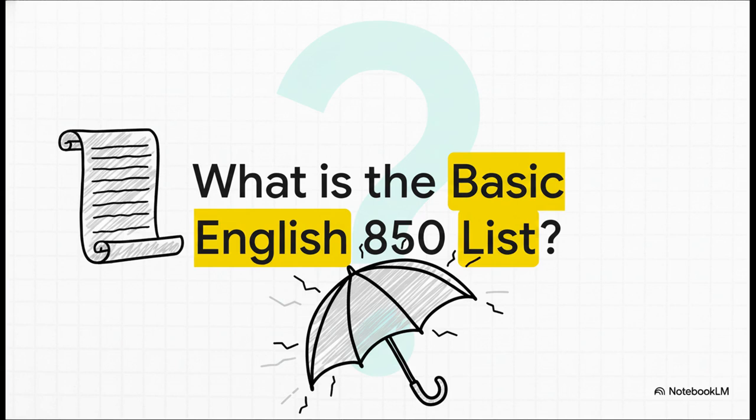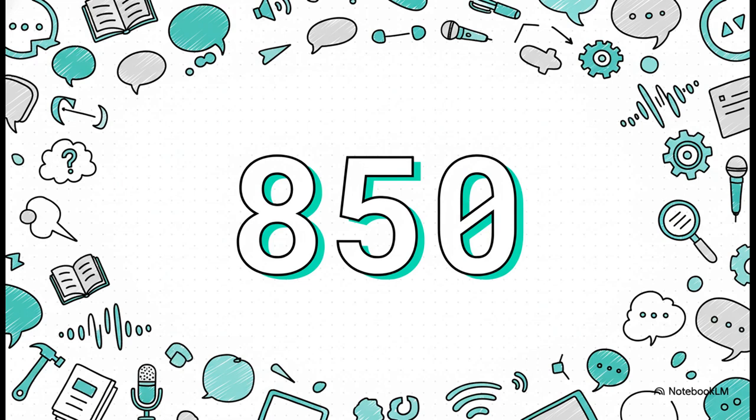So naturally, that leads to the big question, right? What on earth is the Basic English 850 list? And why is umbrella on it? Okay, let's get into it. 850. Seriously, just let that number sink in for a second. The entire system we're about to unpack is built around just 850 carefully chosen words. Not 85,000, not even 8,500, just 850. That's it. That's the entire toolbox you get to say pretty much anything you can think of.